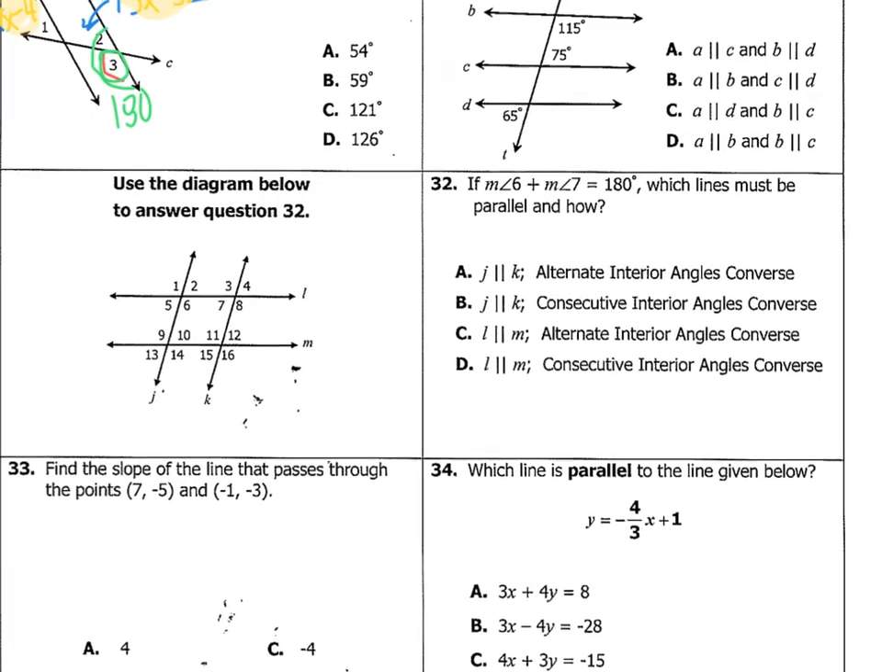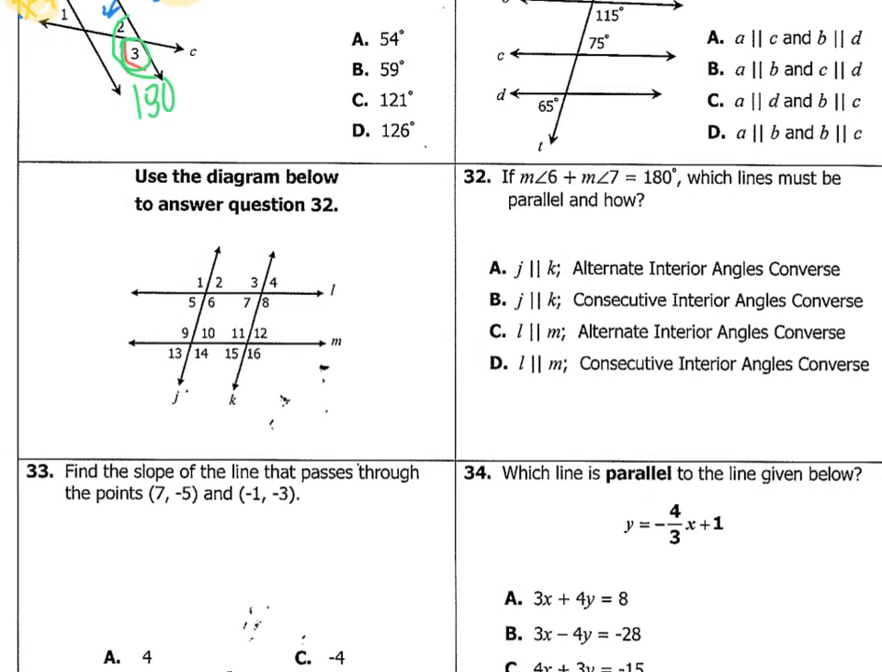For 32, we're going to use this picture, right yonder. It says the measure of angle 6 plus the measure of angle 7 equals 180. 6 and 7 add up to 180. Which lines must be parallel and how? So because of 6 and 7 equaling 180, which lines are going to be parallel?